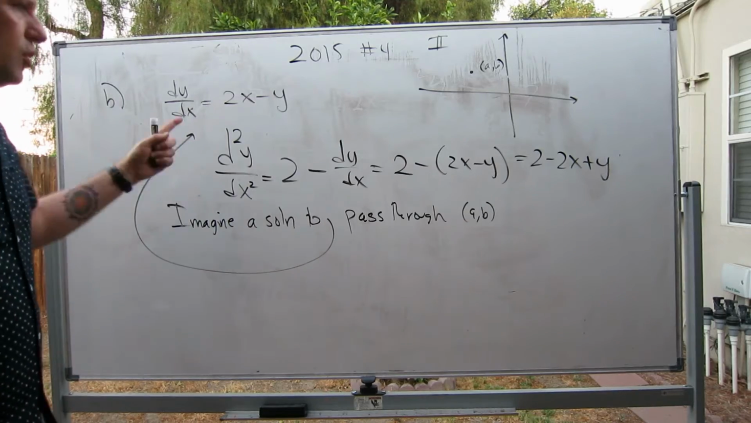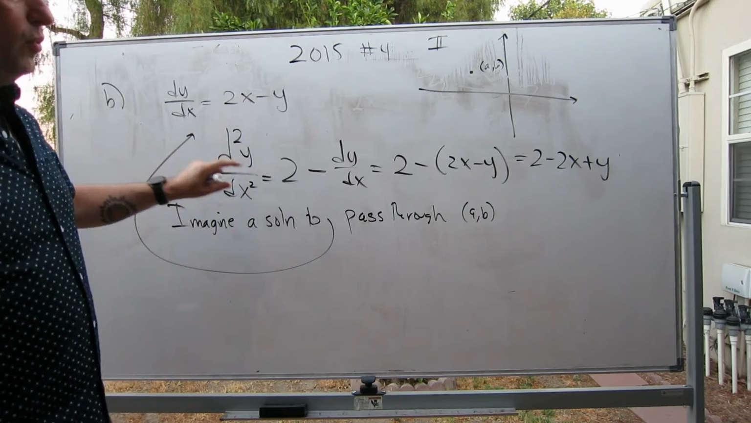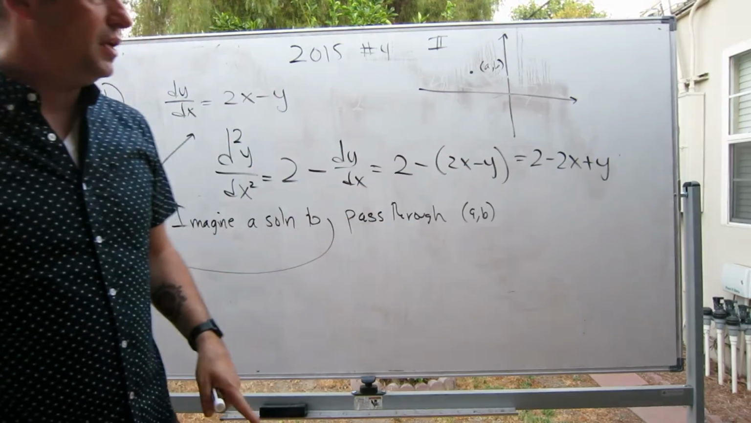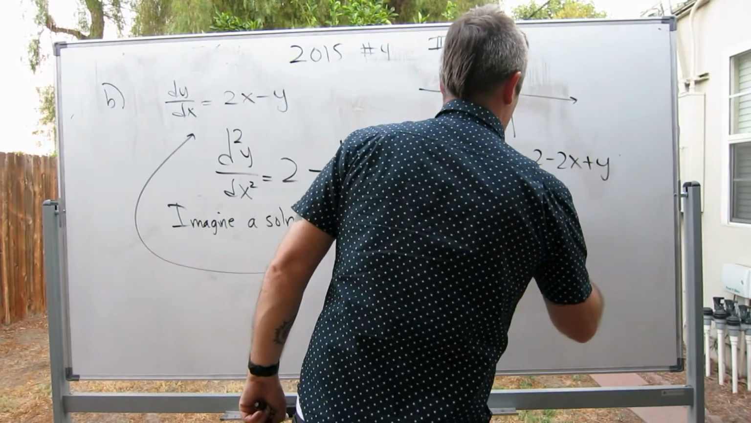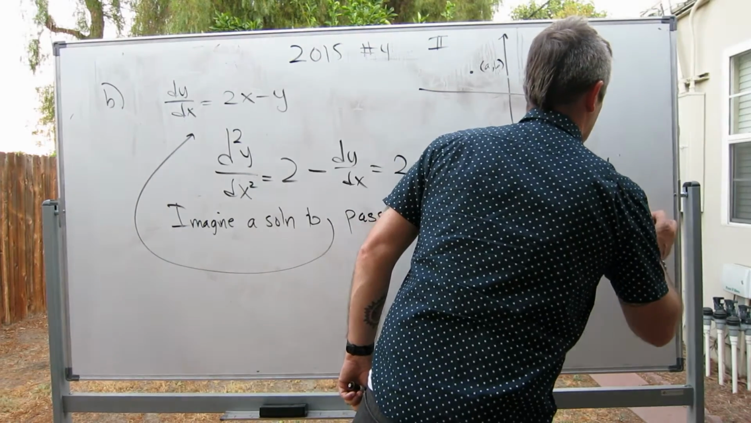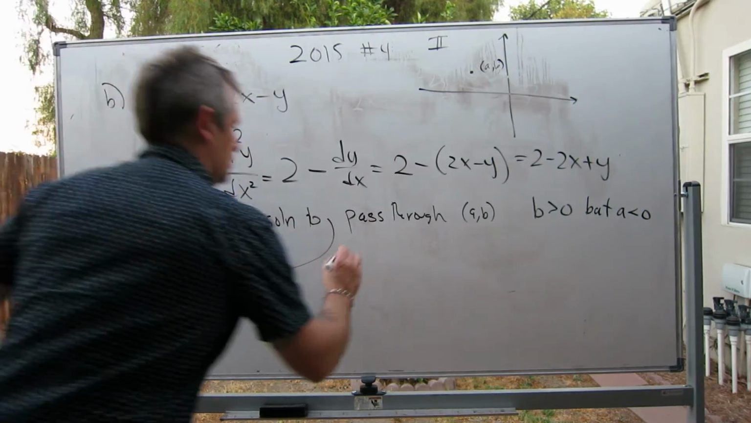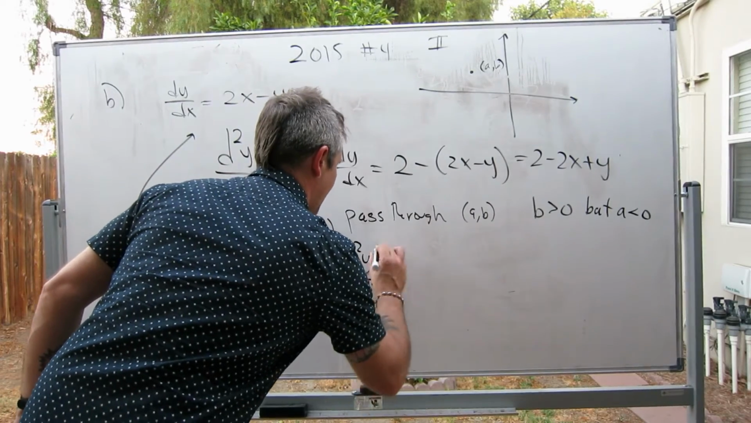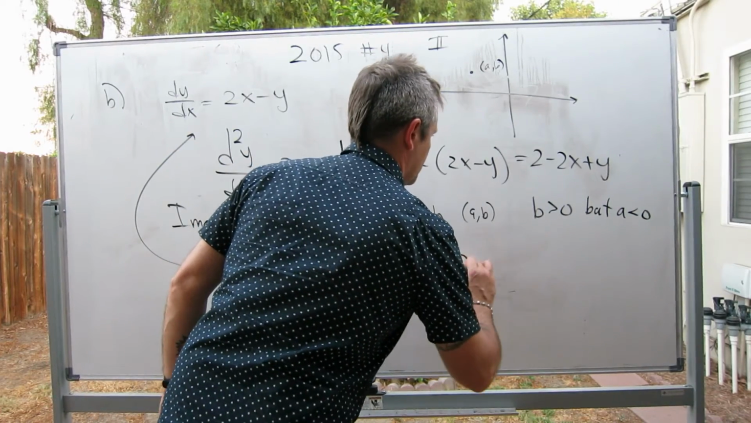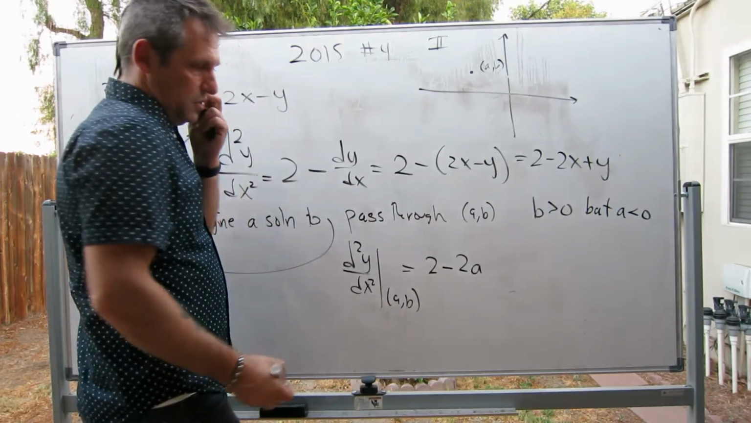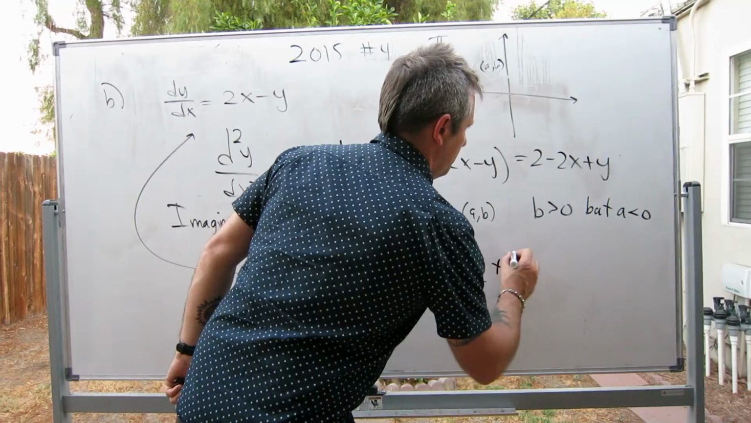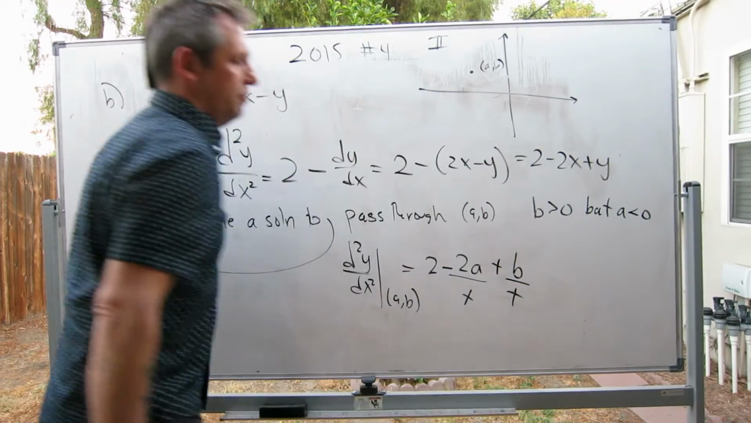Well, then what do you know? You would know that the second derivative at the point A, comma, B would equal 2 minus 2A plus B. But note, B is positive, but A is negative. So d squared y dx squared at this point A, comma, B would end up equaling 2 minus 2A. A's negative, so this part right here is positive, plus B, which is also positive.